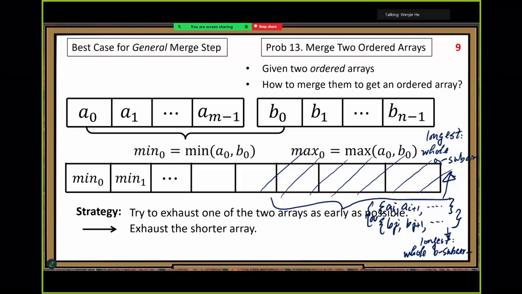All right. Based on this understanding, we have our conclusion: the best case efficiency is the minimum of m and n. So we have these two formulas, worst case and best case, for this merge step. These two formulas. Minimum of m and n.